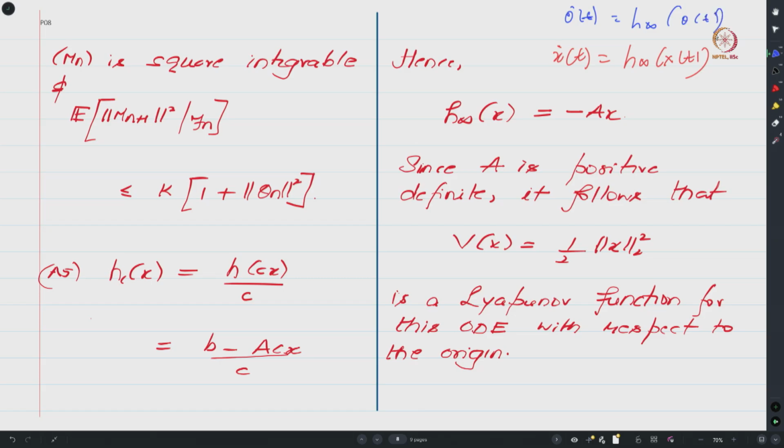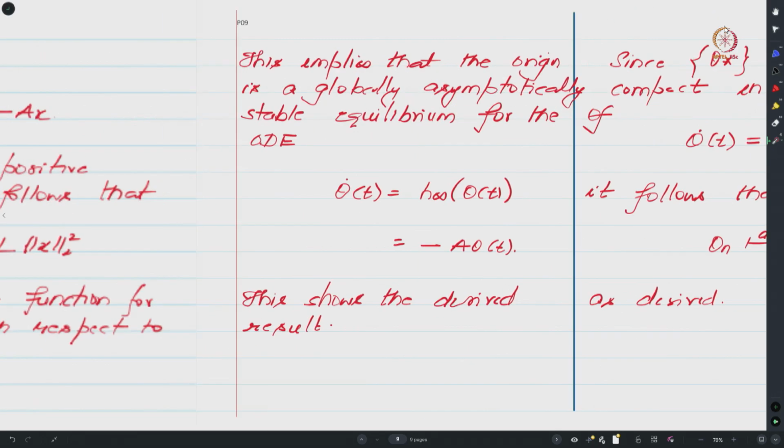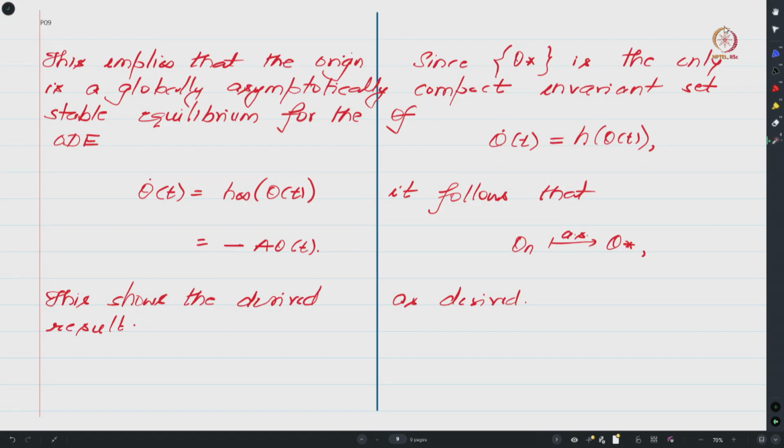So if you define your v of theta to be half the Euclidean norm of theta squared, then one can see that this expression is a Lyapunov function with respect to this ODE with respect to the origin, which means that all solution trajectories of this ODE are guaranteed to converge to the origin. In other words, because of the existence of a Lyapunov function, one can show that the origin is indeed the globally asymptotically stable equilibrium with respect to this limiting ODE as desired, right. So this verifies your assumption A phi as well, right.